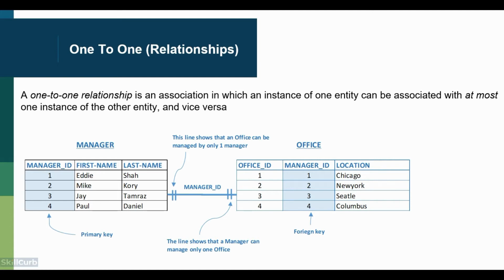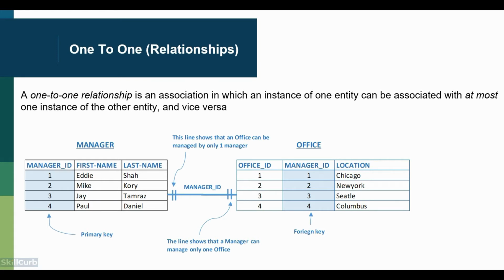If you just look at the manager table, we have manager ID, first name, last name. So there are four different managers in our table. And if you look on the right hand side, we have an office table. So we have four different offices: Chicago, New York, Seattle, and Columbus. So that's the data we are dealing with.